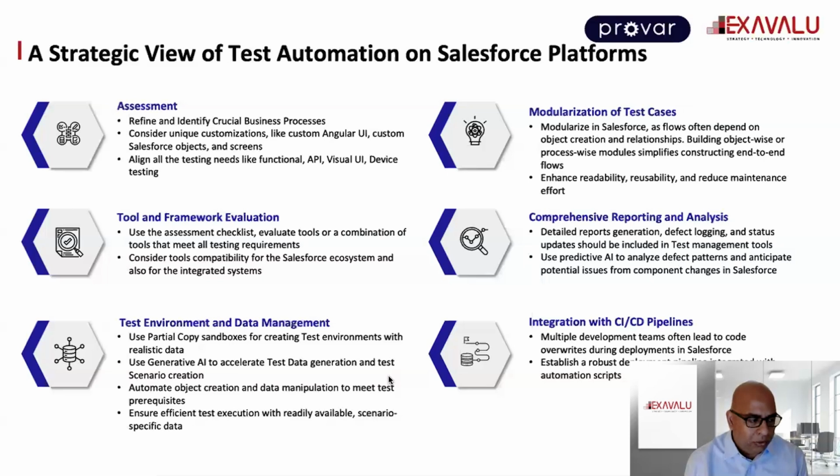It's better to identify those approaches upfront than to stumble on them as you build out your test automation. Some of those approaches are listed there, like partial copy sandboxes, using generative AI. That's something that's new, and where we as Exavalu have developed some assets. So you can create synthetic data that looks like your data. It isn't just a dumb copy, but a variety of records that look a lot like your existing data set. And then ensure that the test execution has scenario specific data.